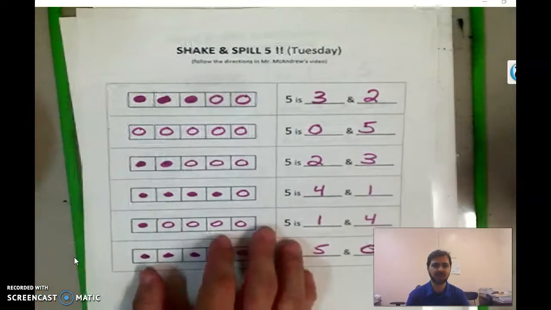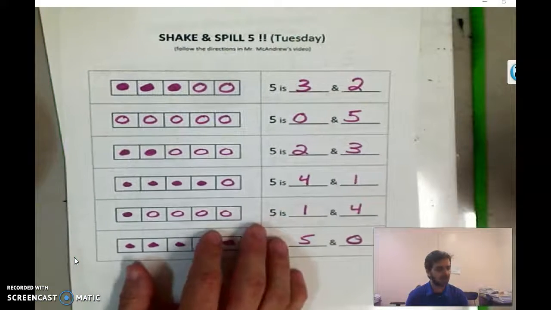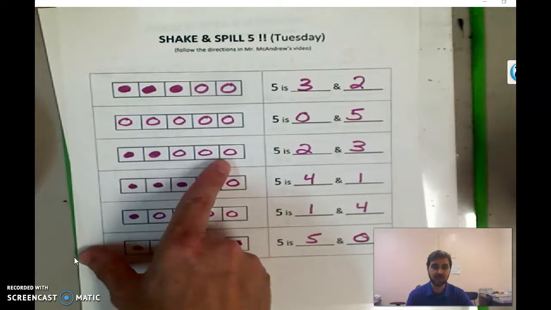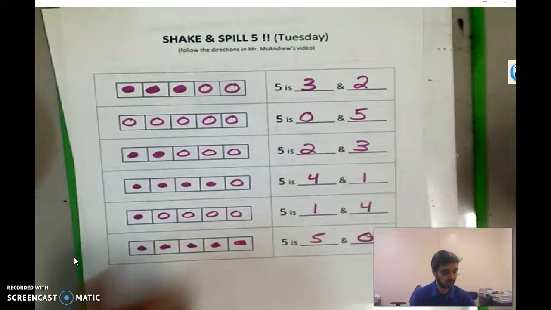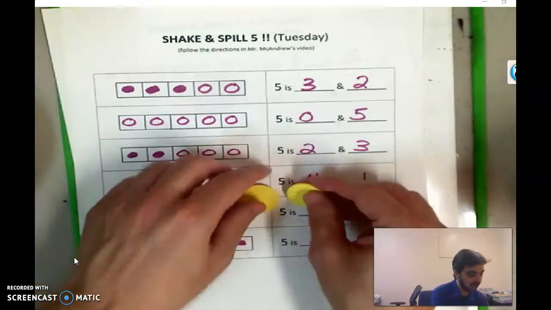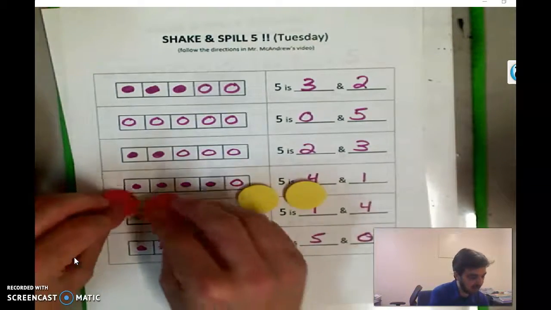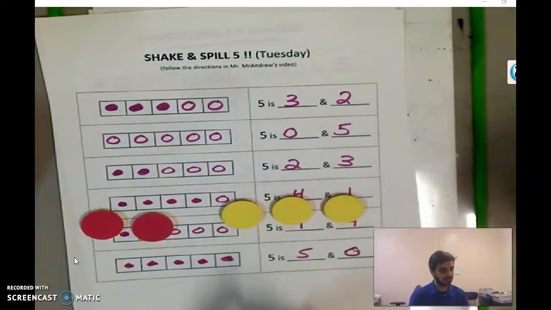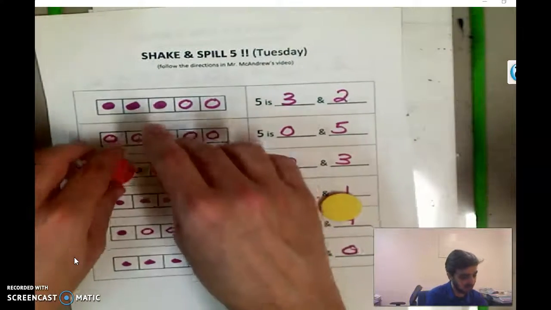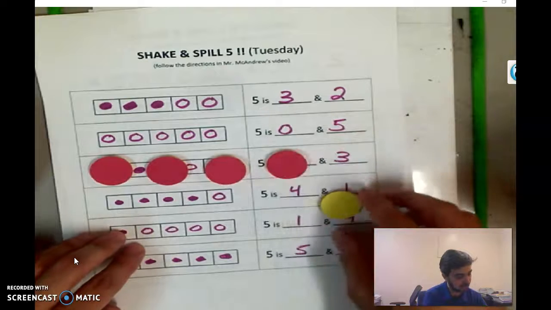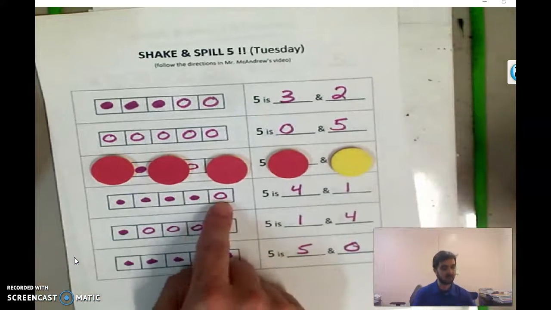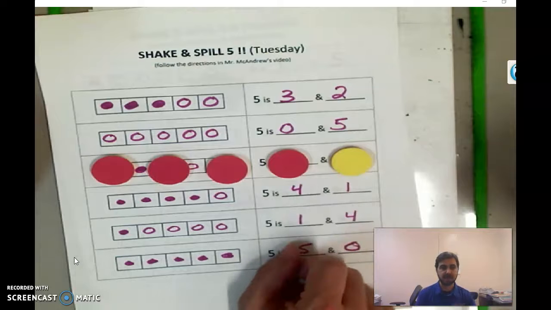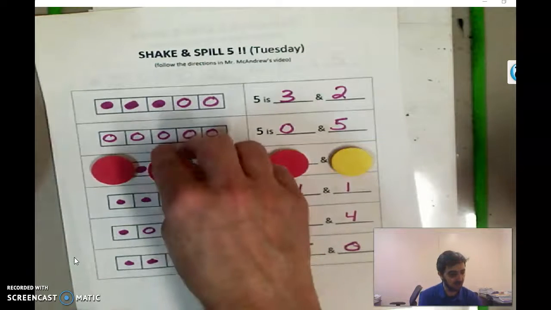Okay, so let's take a look at what you did the other day. You were shaking and spilling for 5. Some of you might have found that 2 reds and 3 yellows, right? 2 and 3. So I'll put them out here like this. What did I say? 2 reds and 3 yellows. So 2 and 3 makes 5. Some of you may have seen that 4 reds and 1 yellow makes 5. So that's 4 and 1, right?